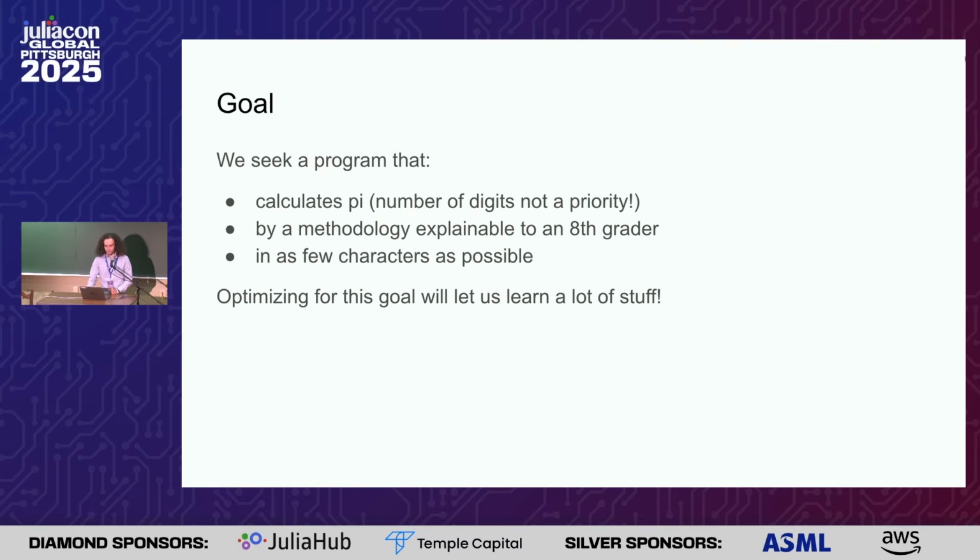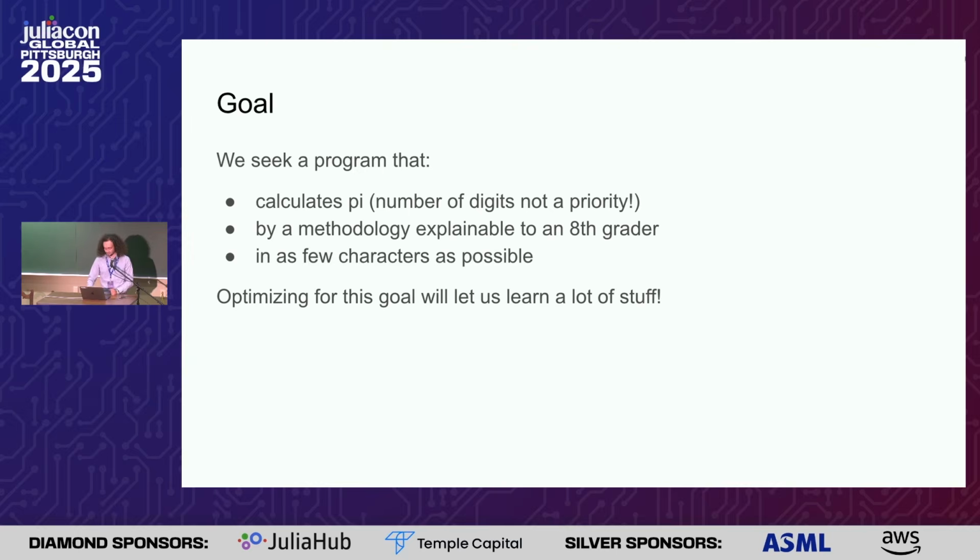So taking a step back first, the goal here is we're looking for a program that calculates pi, although the number of digits it calculates is not important. So we're going to get up to 3.14159 and sometimes a 2, so like 6.5 digits. But the goal is to do that in a way that's explainable, both in the math and in the Julia tricks we took building upon that math, explainable to an 8th grader. And of course, we want to do so in as few characters as possible. And we'll learn along the way that optimizing for these goals lets us learn some cool computer science lessons along the way.